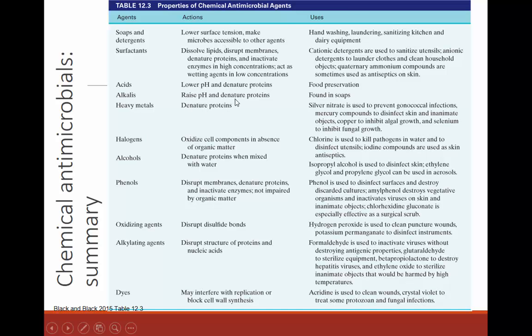So how do they actually work? It's nice to know, with the acids, they obviously lower pH, but they denature proteins and they're used for food preservation. So if you see ascorbic acid in a particular foodstuff, that's there to decrease the pH, as a food preservative, even though it might say no preservatives added. So, everyone happy with that?